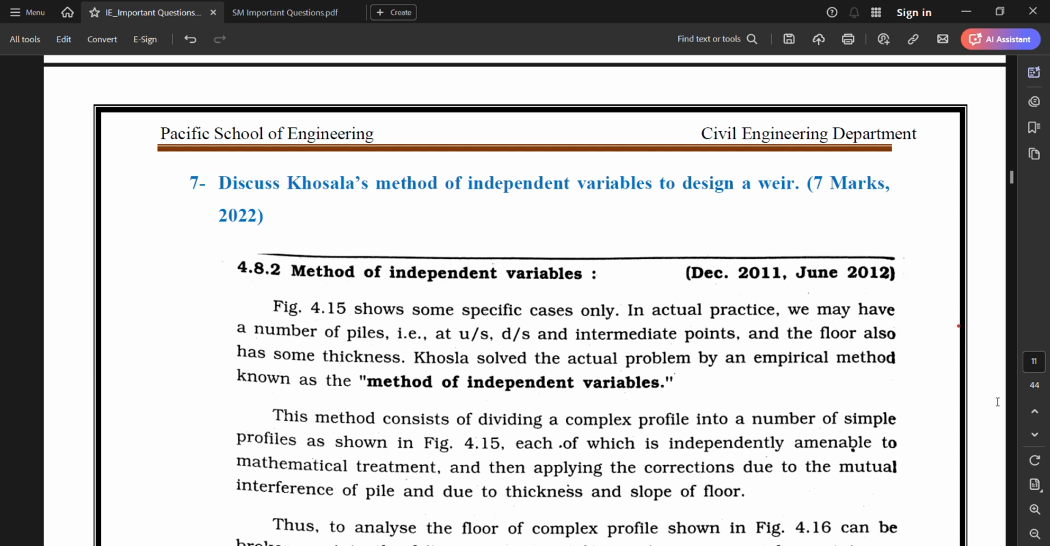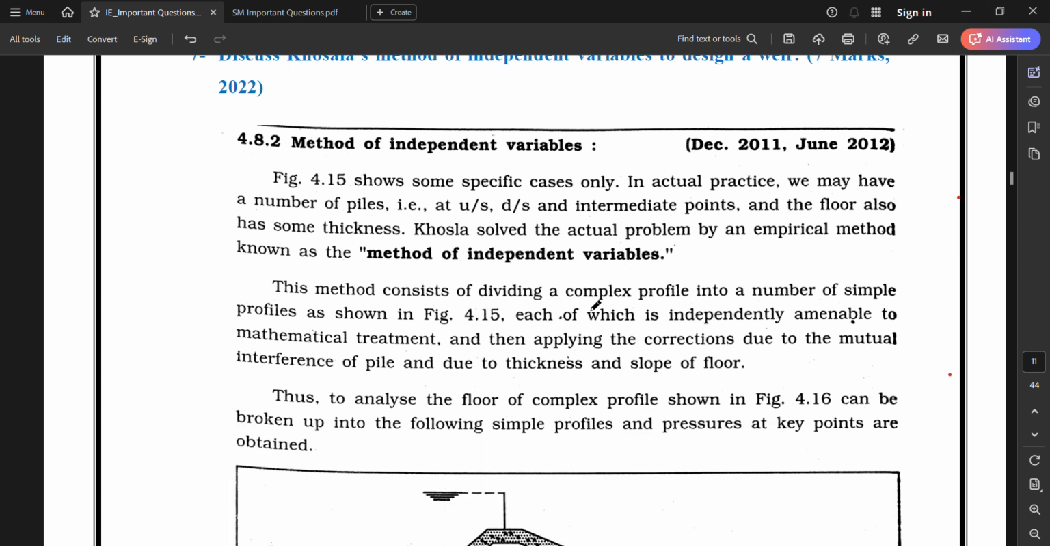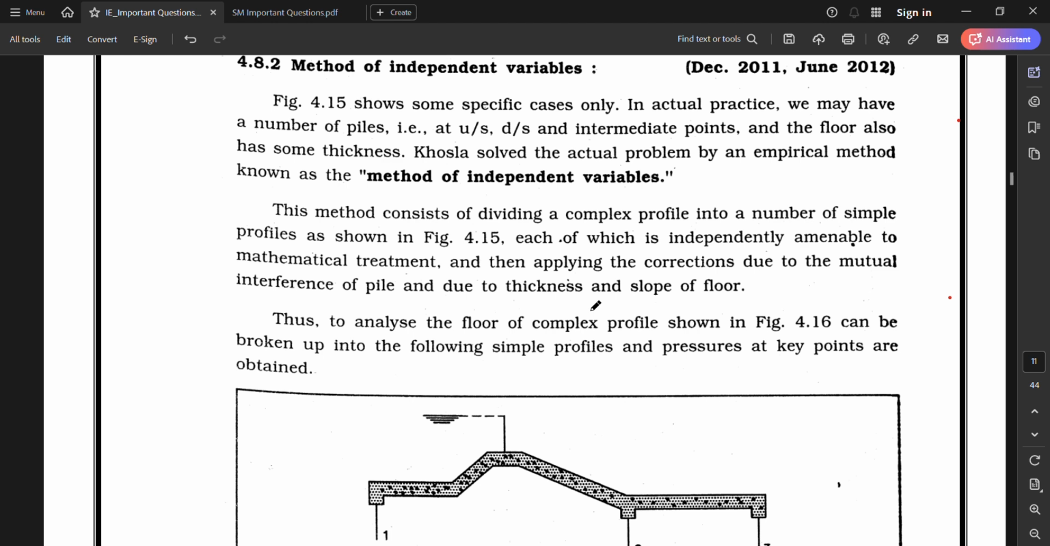Hello everyone. Let's start a new question. Discuss Khosla's method of independent variable to design a weir. Let's see the independent variable method.